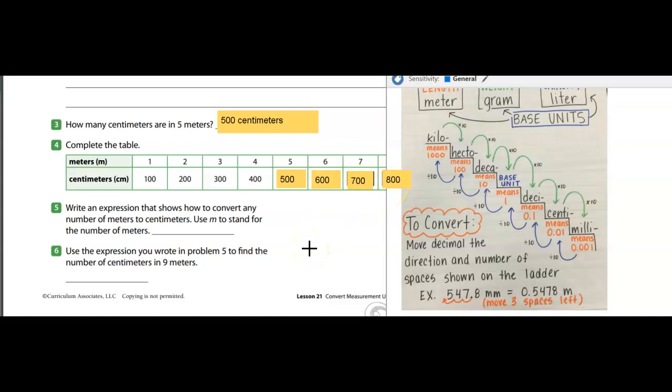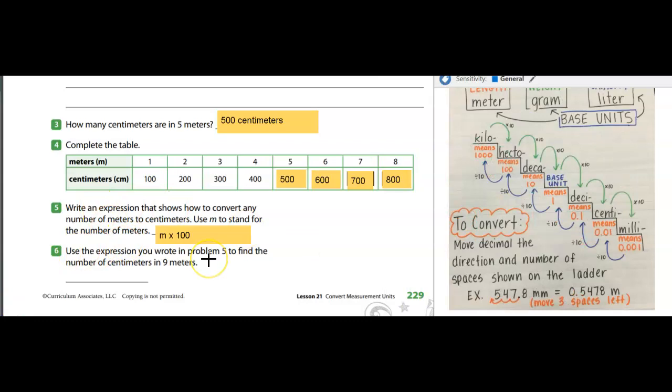Write an expression that shows how to convert any number of meters to centimeters. You will use M to stand for the number of meters. So at this time, you're going to press pause and write the expression that you would use to convert any number of meters to centimeters. Do that at this time. So the answer that you should have written would be M times 100. That expression will tell us how many centimeters are in meters. The M represents the number of meters that you've been given, and 100 stands for that there are 100 centimeters for every 1 meter.